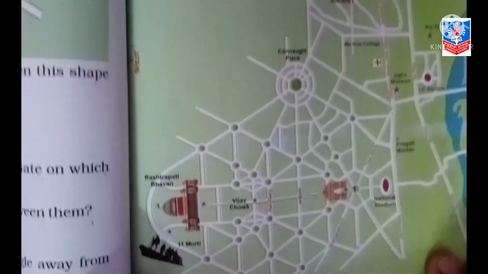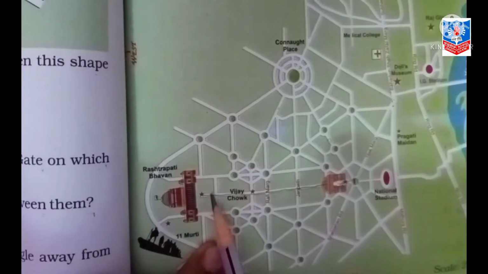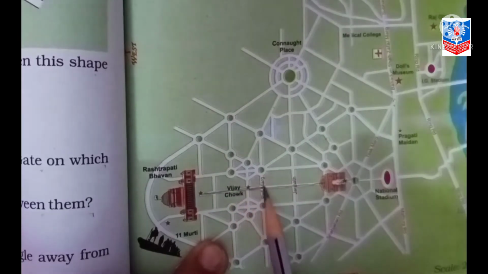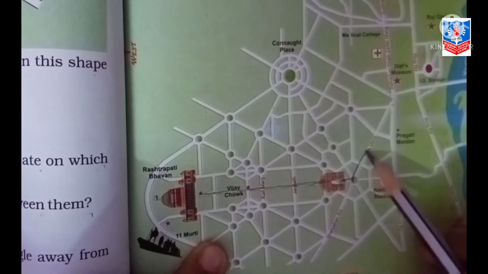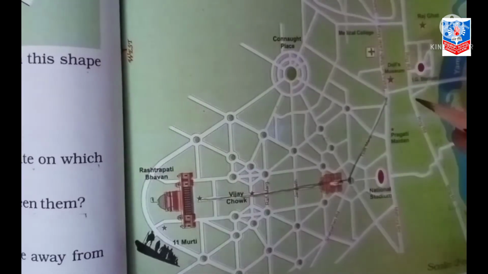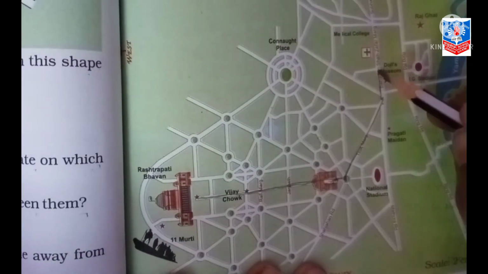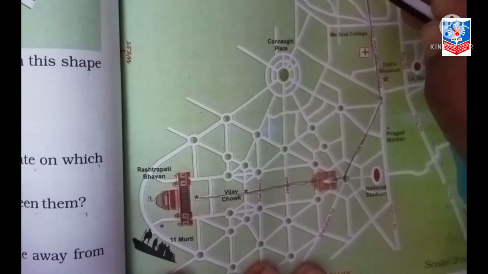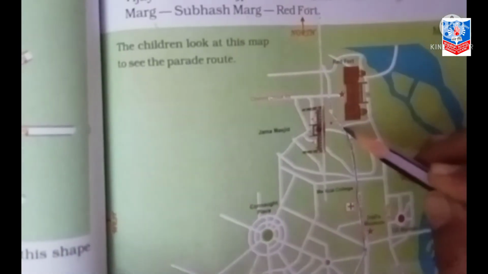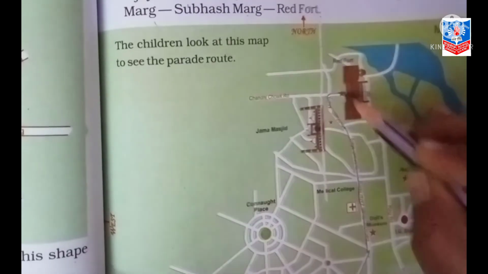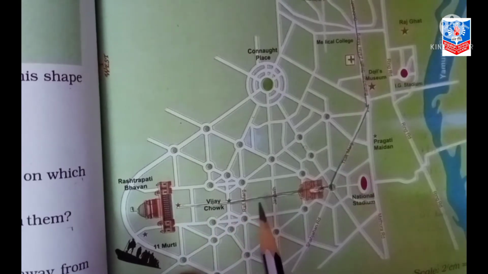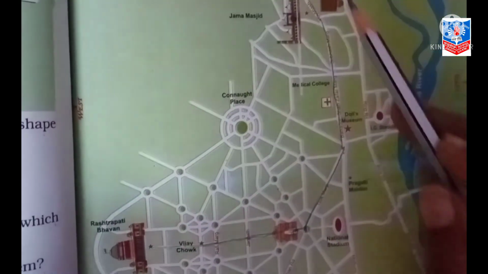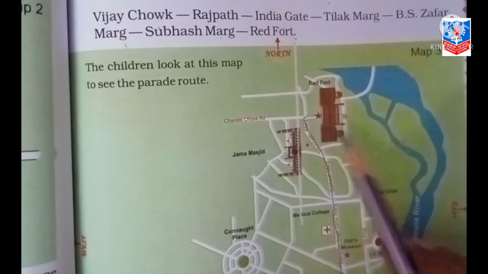Okay. So now see here, where is Vijay Chowk? Now see here, from here Vijay Chowk. Start from Vijay Chowk, Rashtrapati Bhavan, Vijay Chowk, and like this way you have to, now see, like this way from here, then from here like this way, see, from here to here. Understood? That means it starts from Vijay Chowk and ends at Red Fort. Okay.